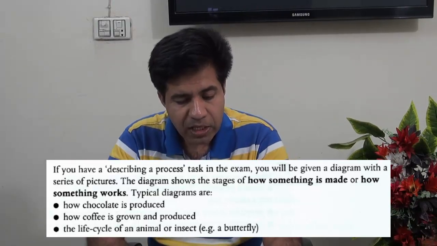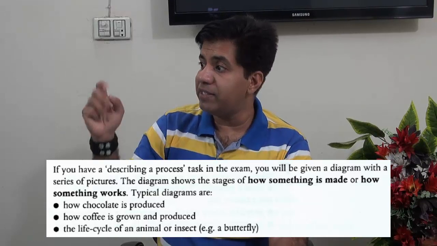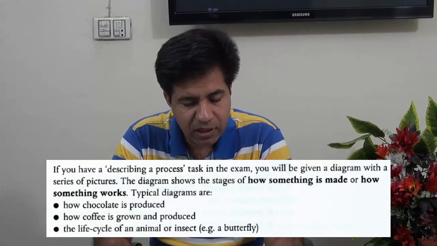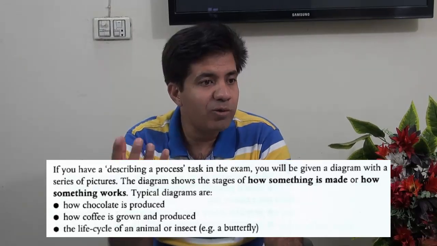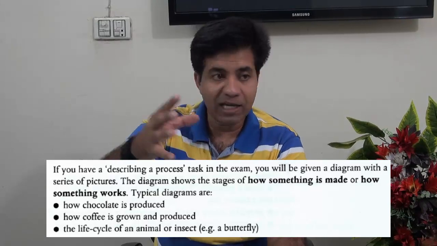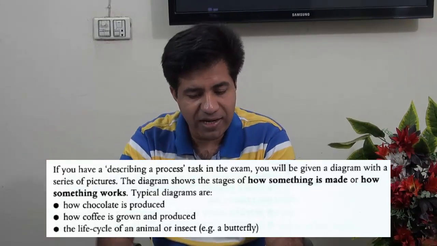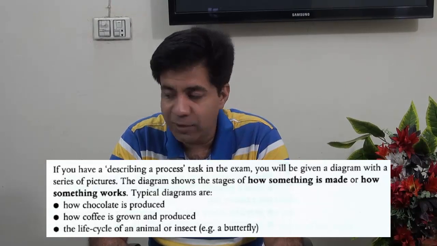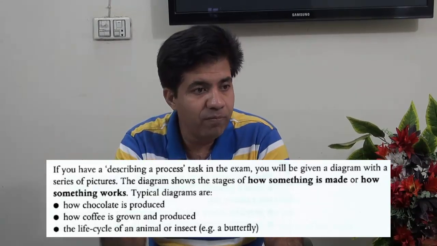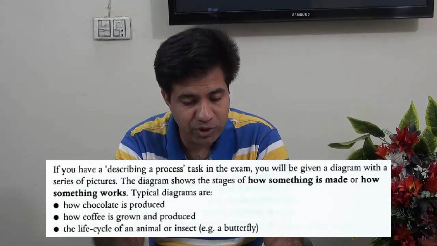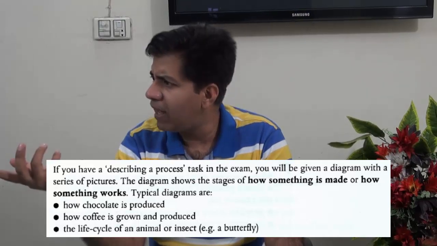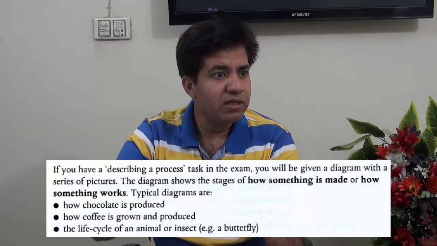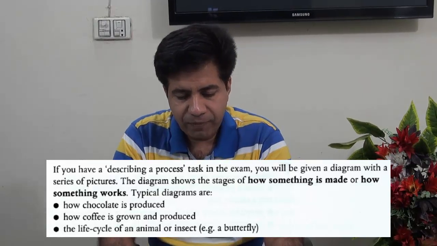Exactly. So typical diagrams are, now you need to underline these 3 points. Typical diagrams are how chocolate is produced. For example, now they will tell you how chocolate is produced. First process, second process, third, and then it is ready. Or how coffee is grown and produced. And the life cycle of an animal or insect. So they can be like, you know, the life cycle of a butterfly in biology, that is something like a process. Is this clear? So they can be 3 things or out of that.